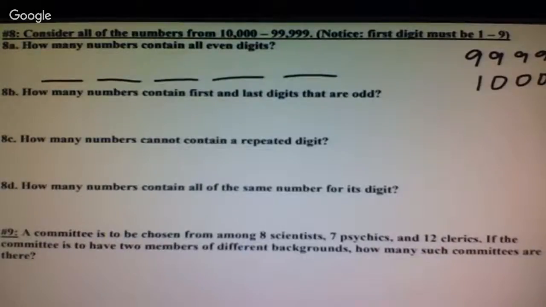Now, they're also placing some more restrictions. It has to be all even digits. So how many options do I have for the first slot if it has to be all even digits? 4. Remember, I'm not counting 0, so I only have 2, 4, 6, and 8. The other ones, though, 0 can be used because they go from 0 to 9. So each one of these is 5.